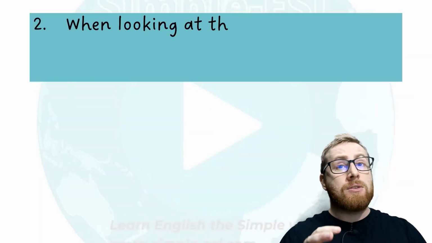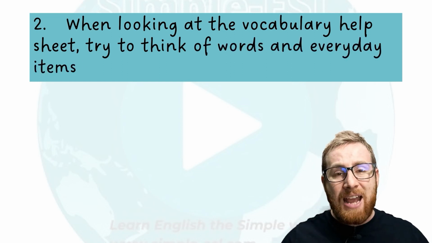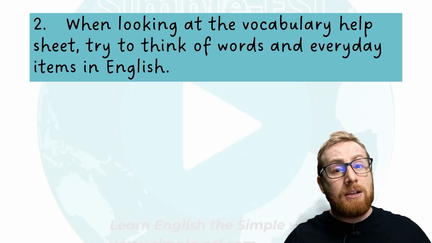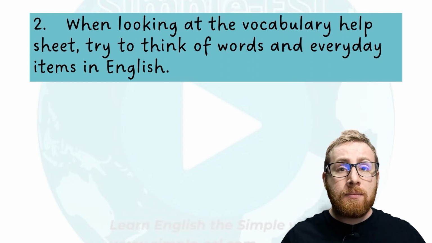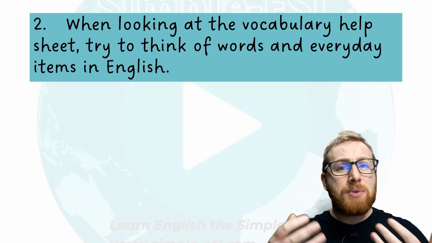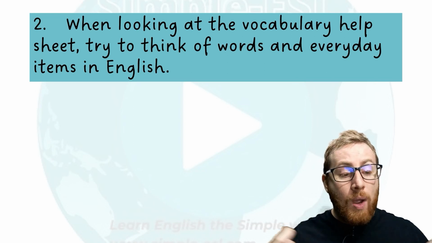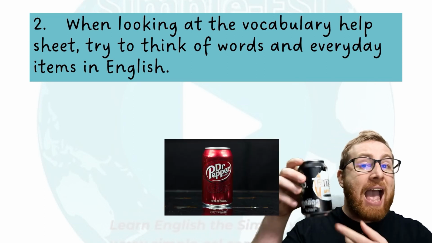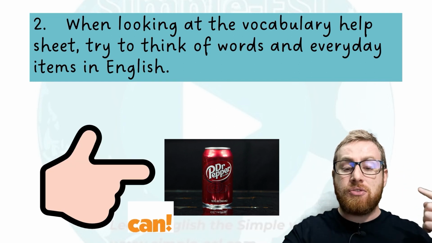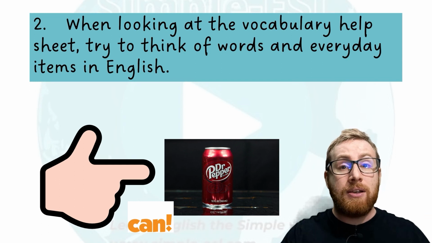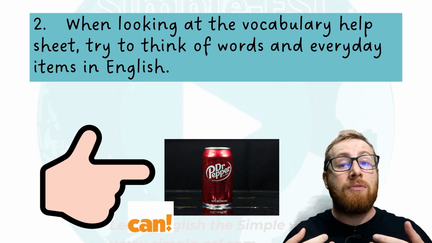So we touched on this. When looking at the vocabulary help sheet, try to think of words and everyday items in English. When you're looking at the vocabulary help sheet and you're rehearsing, we would like you to try to associate the objects with English. So when you see a can, try to think of a can in English rather than your native language. Doing this will help with your fluency and it will add to your understanding of a language.